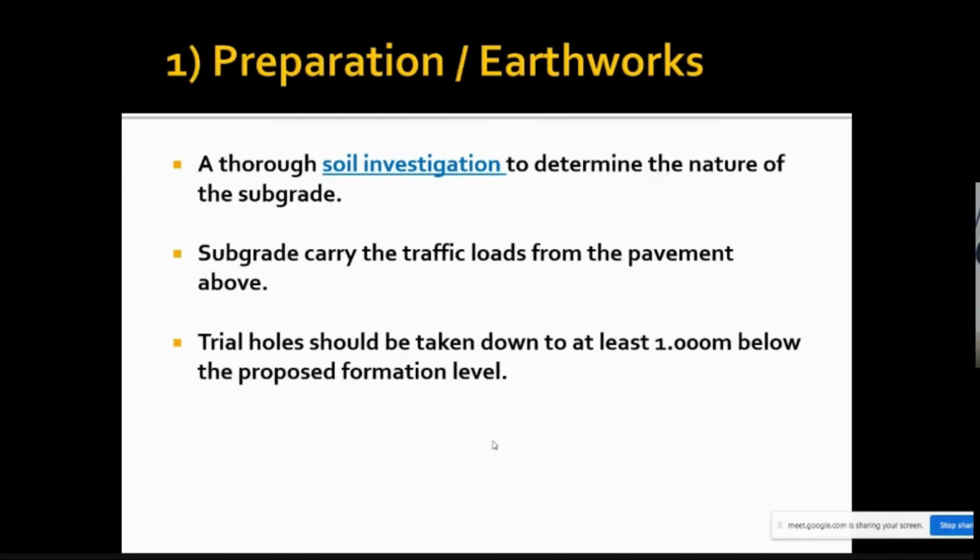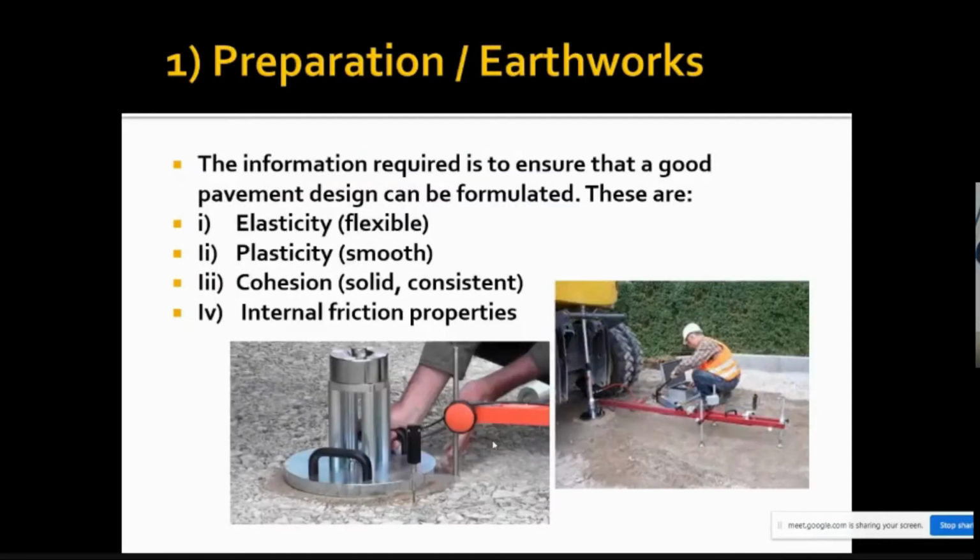So yang ini because jalan raya like this thick probably, so you have to go about the same ataupun lebih sikit daripada tu. Right. So the information required is to ensure that a good pavement design can be formulated. These are elasticity, plasticity, cohesion and internal friction properties. Yang ini semua belajar next semester, more jenis-jenis soil investigation.